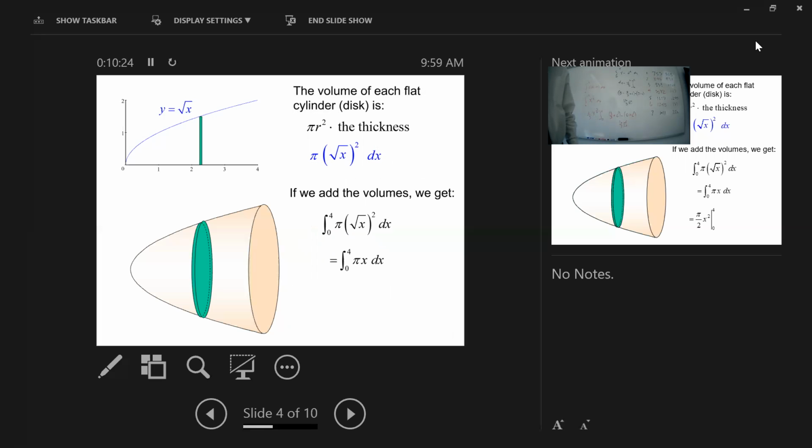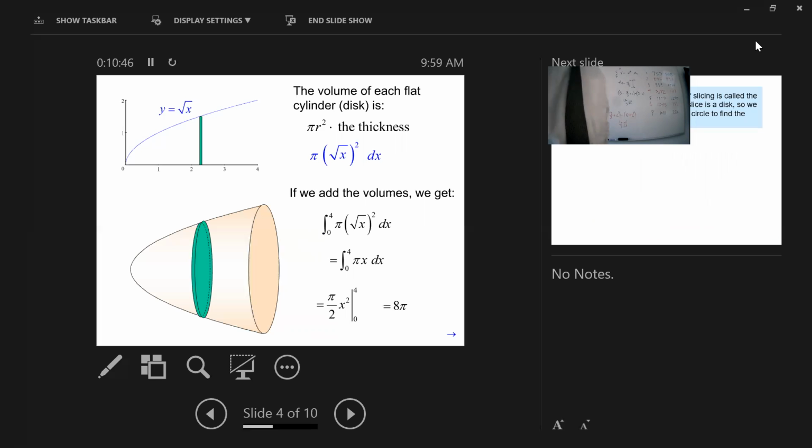From 0 to 4, what happens? Well, root x, the quantity squared, just gives you x. We're putting these values in there. Now you have to be careful because we have to anti-differentiate. Power rule reverse: x squared over 2 times that pi. And you would get 16 times pi over 2 plus the constant, subtract 0 plus the constant. You would get 8 pi cubic units.